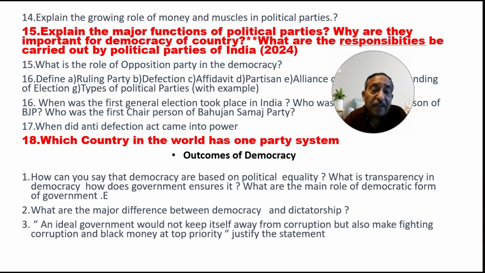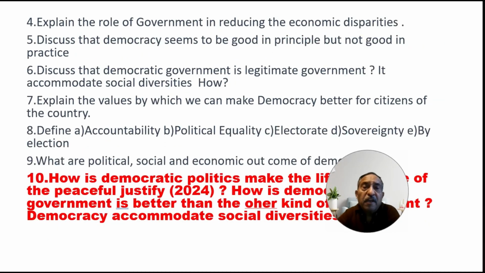Then comes, what are the major differences between democracy and dictatorship? Next, an ideal government would not only keep itself away from corruption but also make fighting corruption and black money its top priority. Justify your statement. Explain the role of government in reducing economic disparities. Discuss that democracy seems to be good in principle but not good in practice.